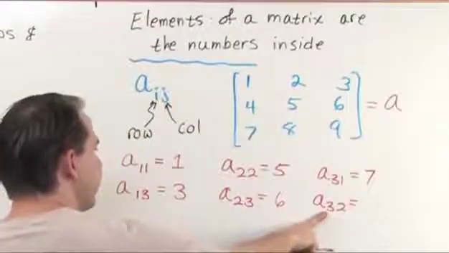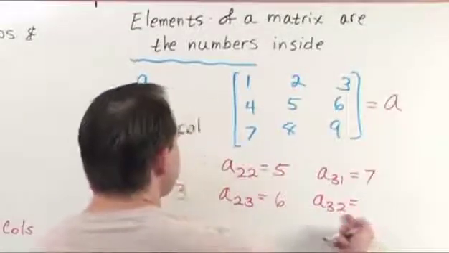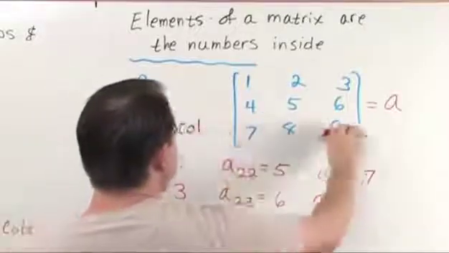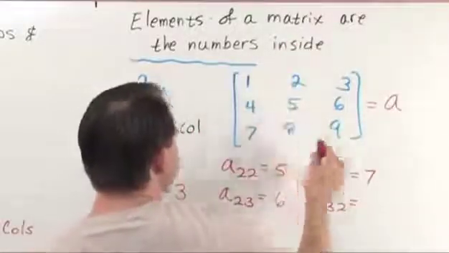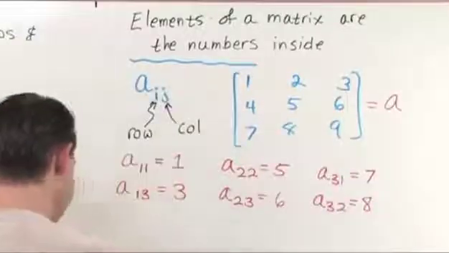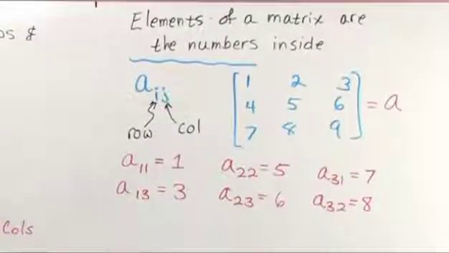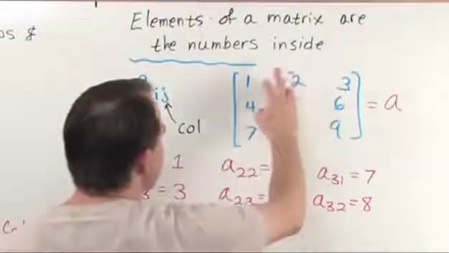So I look, the first digit is the row, the second digit is the column. So the first digit is row 3, so I'm in row 3, column number 2, this is column number 2, the intersection is 8, so the answer is 8. So we came up with 1, 3, 5, 6, 7, and 8. And basically you can do this for any element of the matrix.